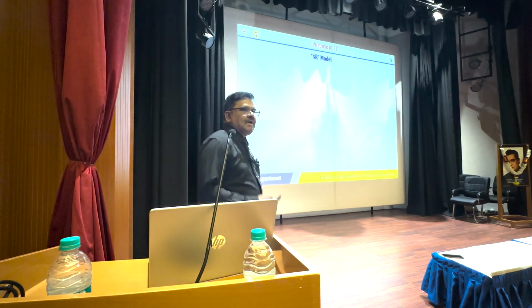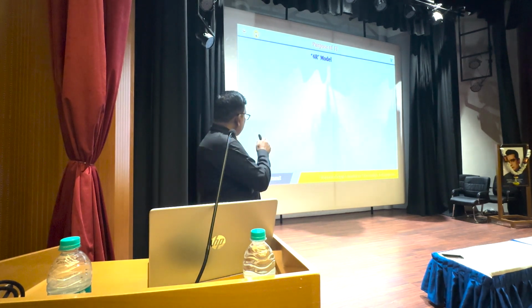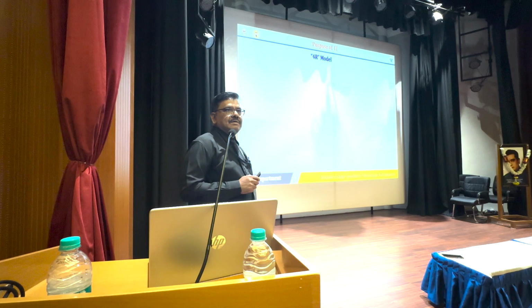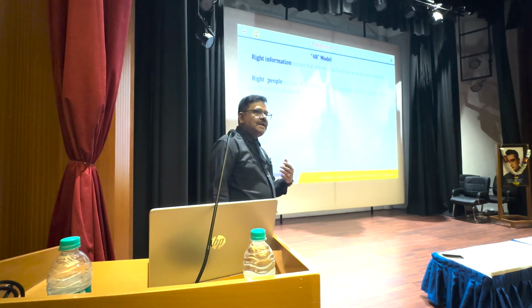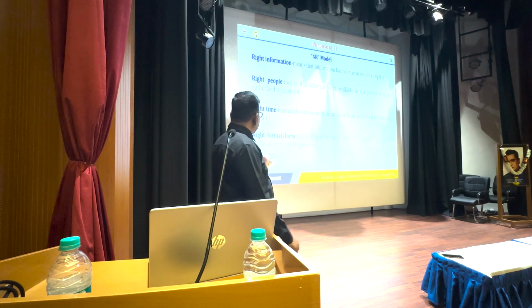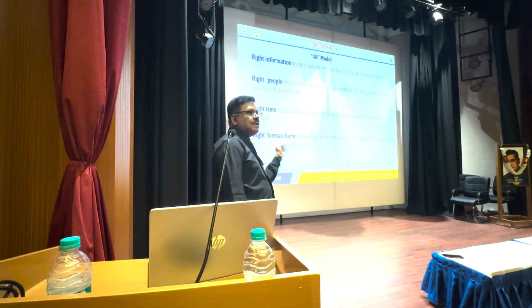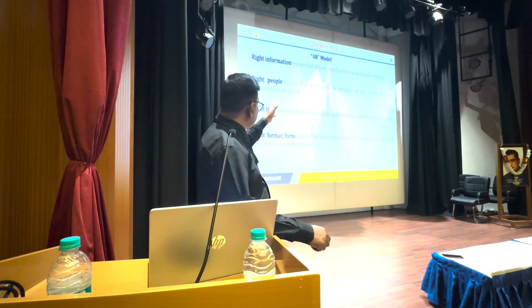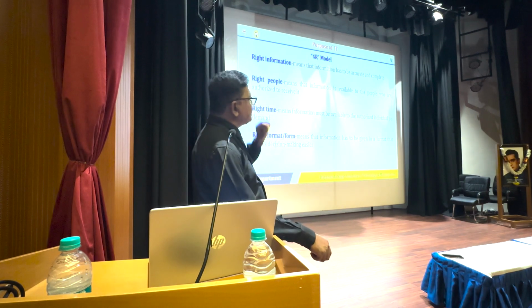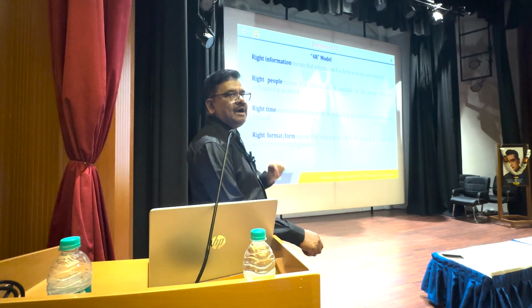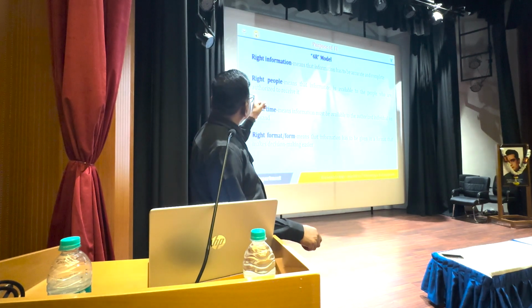What is the purpose of IT? There is the 4R model. What is the 4R model? We have to provide the right information to the right people at the right time in the right format. That is the 4R model. What does right information mean? Information has to be complete and accurate. That is the right information.